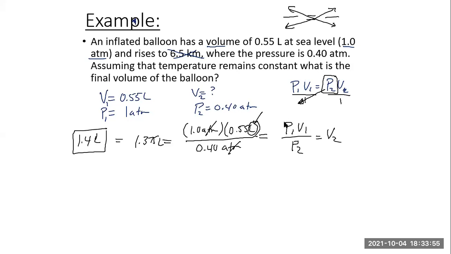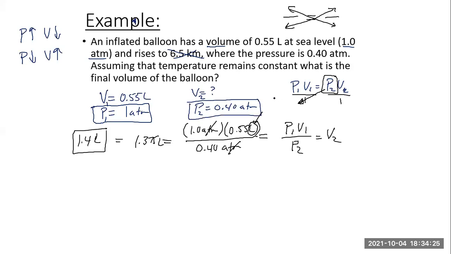The other thing that's really important is to understand the relationships that happen with these different gas laws. Since we know this is Boyle's law, we know that the relationship is as the pressure goes up, the volume goes down, and vice versa. As the pressure goes down, the volume goes up. So let's think about what happened here. We started with a pressure of 1 atmosphere. We ended with a pressure of 0.4 atmospheres.